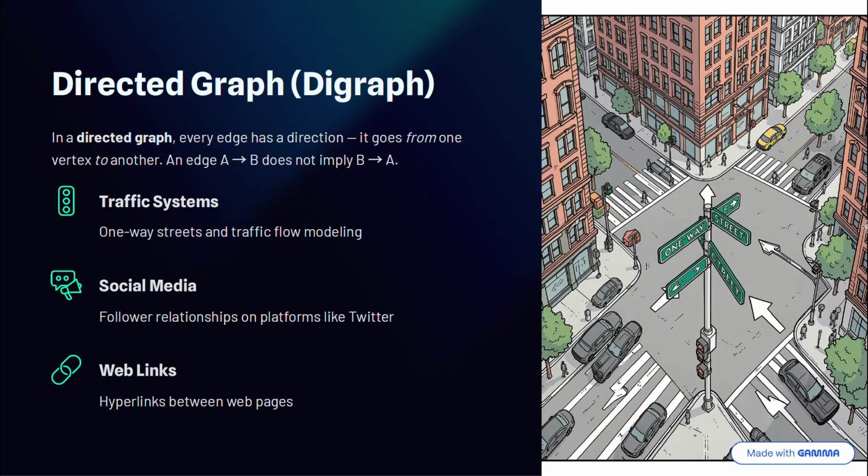And then a directed graph. In a directed graph, every edge has a direction. It goes from one vertex to another. An edge A to B does not imply B to A. These directed graphs are used in many real-time situations. The traffic system, one-way streets and traffic flow modeling. Second one is social media, follower relationships on platforms like Twitter. And third, web links, hyperlinks between web pages.